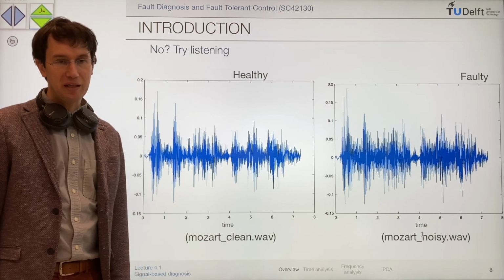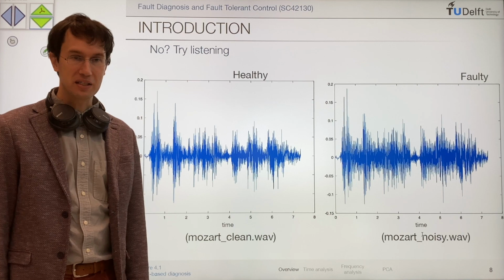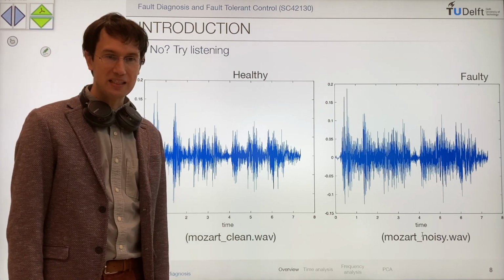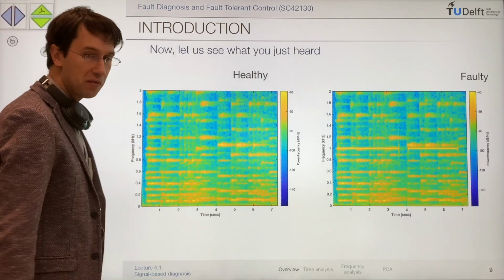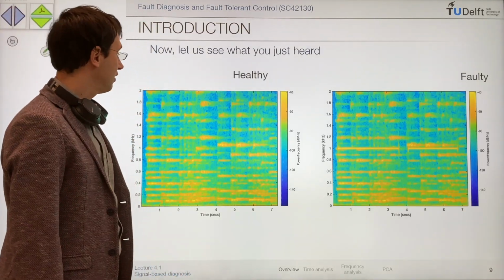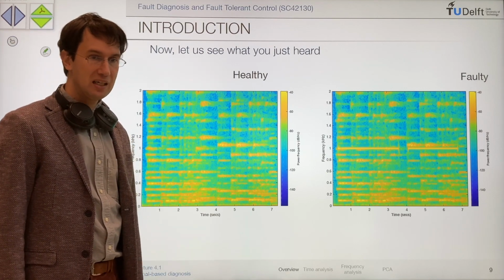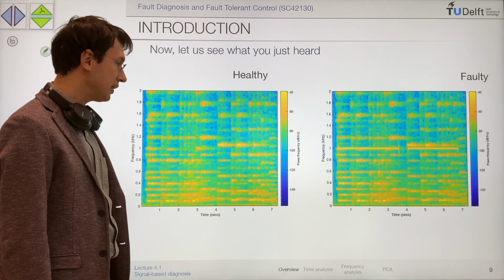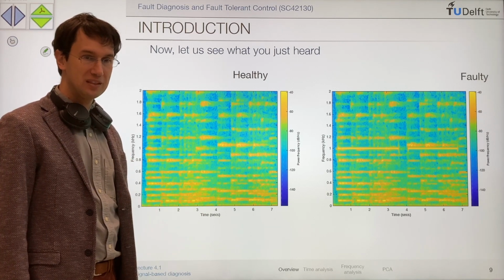I guess that everybody was able to hear something wrong with the second sound wave. But what exactly was that? Well, now the need for transforming data will become apparent. Let us show here what is called a spectrogram, the result of doing a short-time Fourier transform on data.